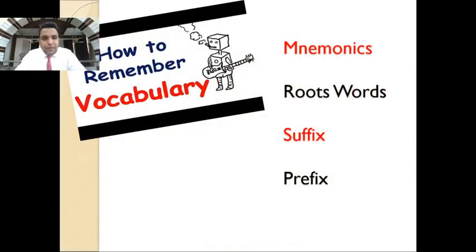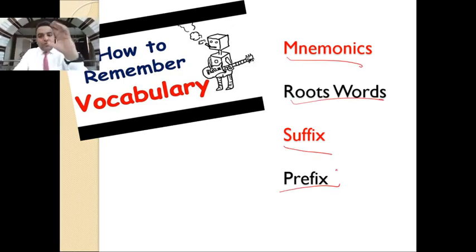Okay. Now, very important, how to remember vocabulary. That's very, very important. So I'll give you all the strategies for how to remember words. The first is through mnemonics, then root words, then suffix and prefix. So today I'll take the entire lecture only on mnemonics, then I'll go ahead with root word, suffix, and prefix.